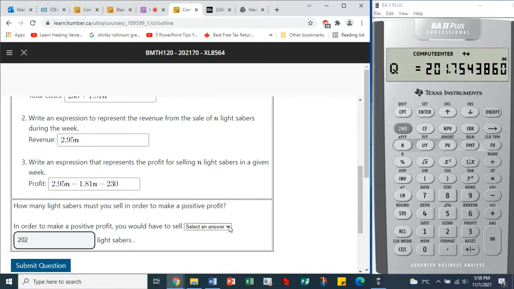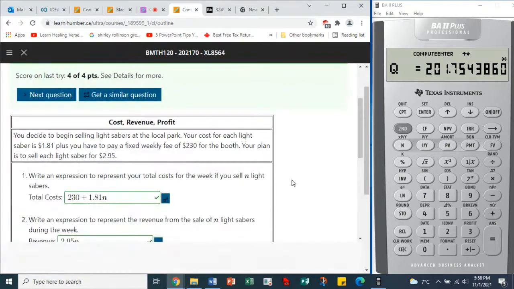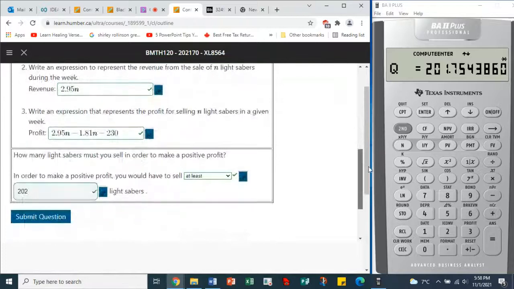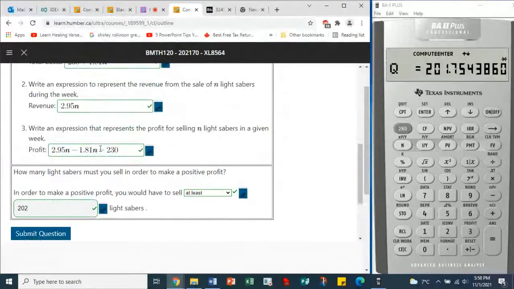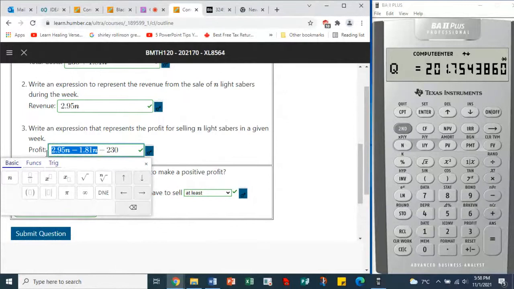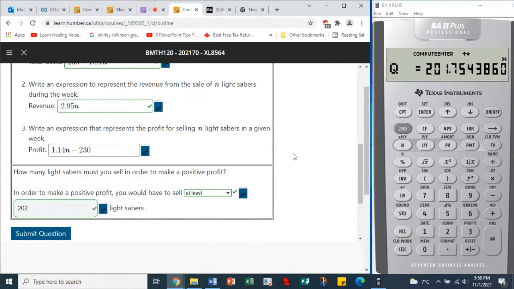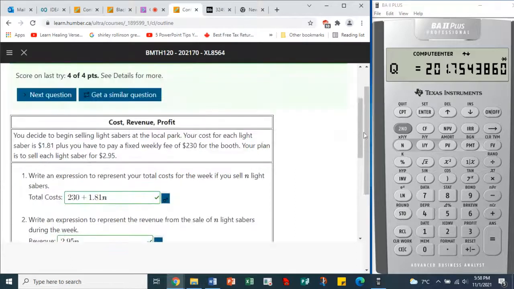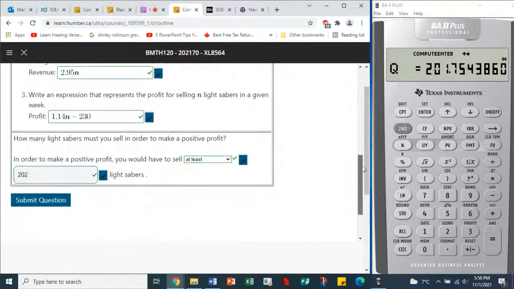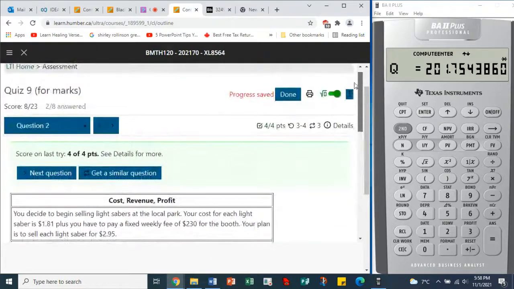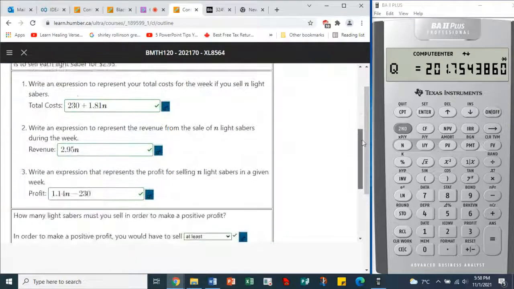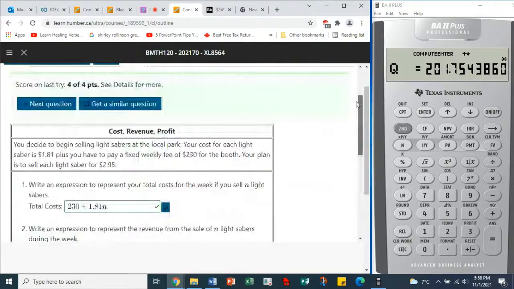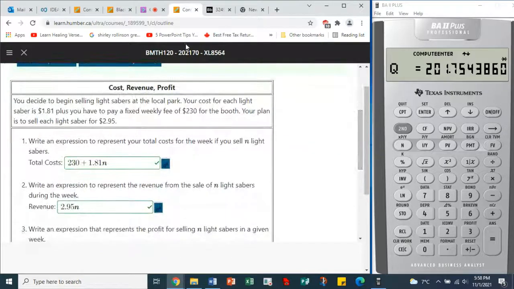And how much would you have to sell to make a positive profit? Well, you would have to sell at least 202. So let's go. We get the answer. And there we are. Now we should fix this because we said it could take either of two answers. So let's try the 1.14n, right? And let's see if it marks it correct. And it does mark it correct. So that's quiz 9, question 2, and these are the answers. All right, we'll stop the video there.